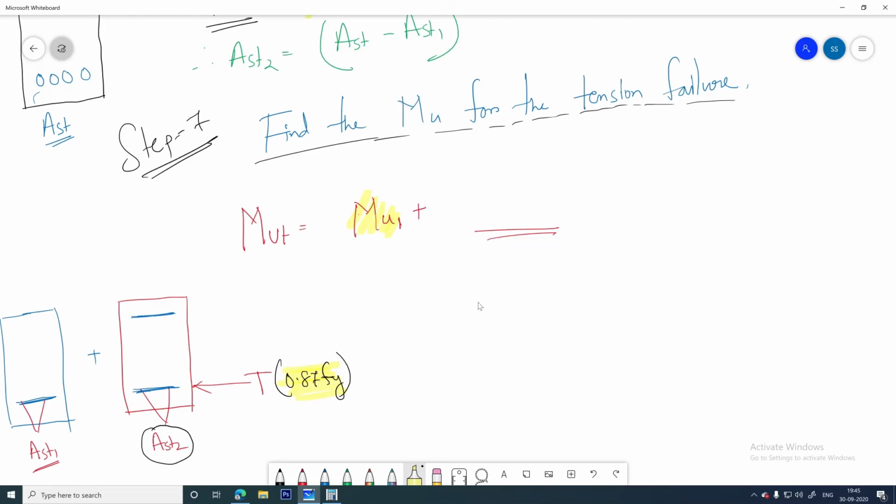Okay, and that force will be multiplied with the lever arm. And what is the lever arm? This one is the lever arm, D minus D dash, and that will give you the moment, right? So that is the MU2.